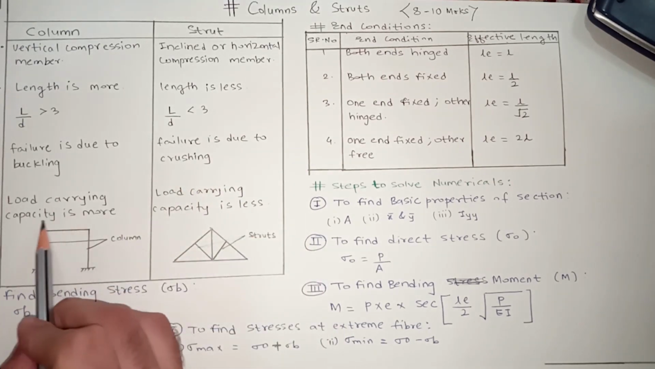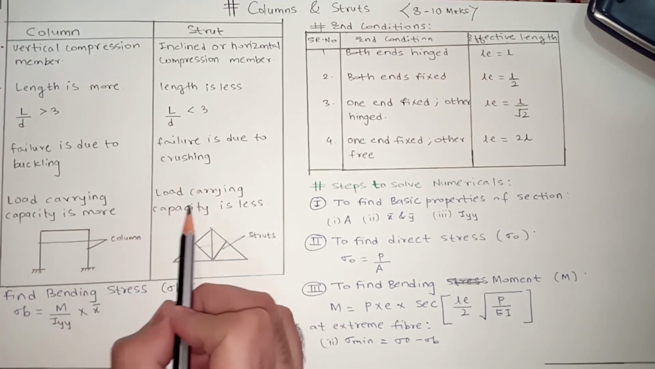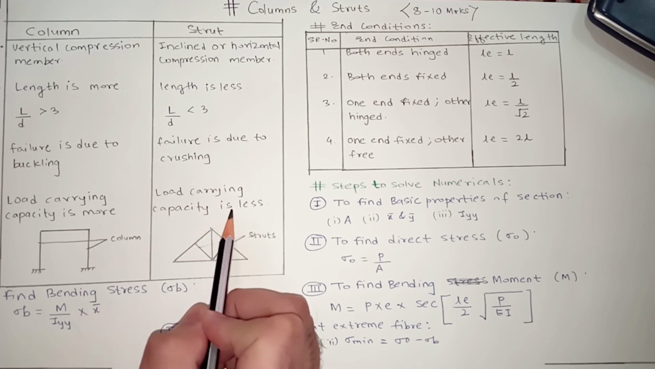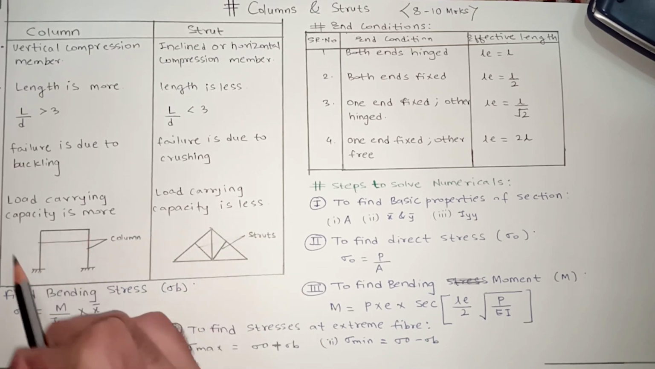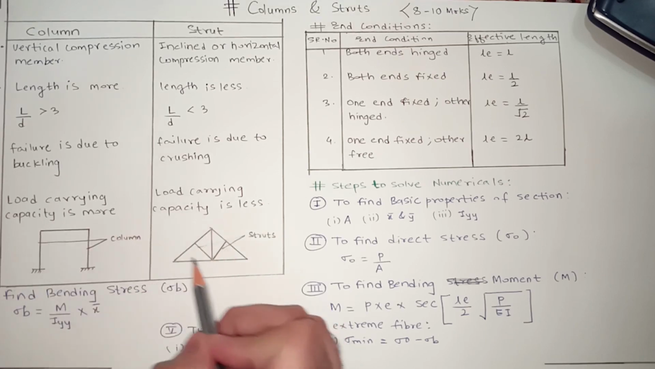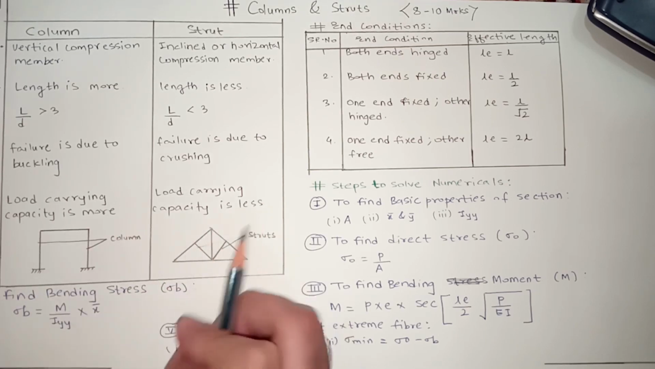Load carrying capacity of a column is more. Load carrying capacity of a strut is less. Vertical member of a frame is called a column, whereas inclined member of a truss is called a strut.